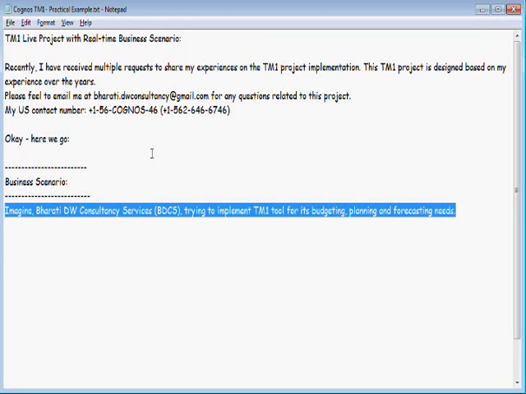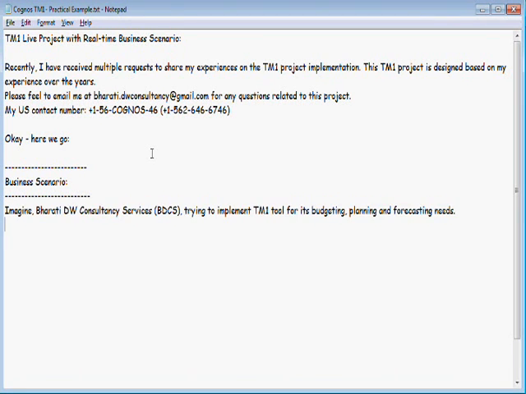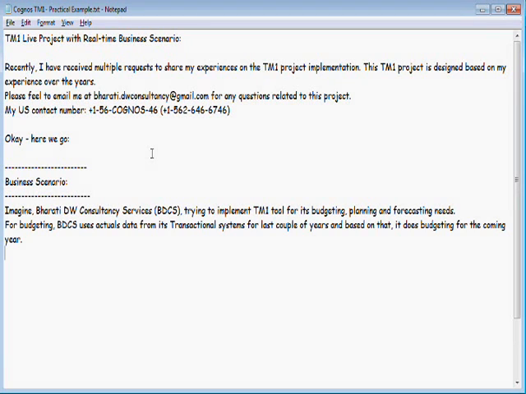So imagine Bharati DW Consultancy Services (BDCS) trying to implement a TM1 project for its budgeting, planning and forecasting needs. This company is budgeting based on the actuals data for the past couple of years, and then it compares the current market situation and it decides its own budget.